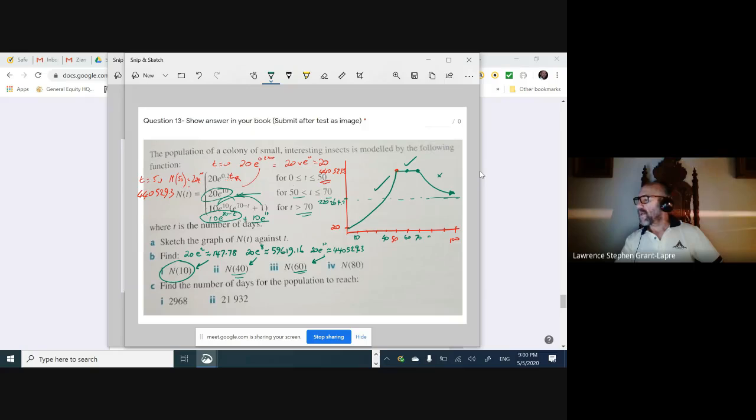And for 80, we use the next equation, which is 10e to the power of 10 times e to the power of 70 minus 80, plus 1. And you get that answer. And it's about, is this 80? Okay, what's that going to be?